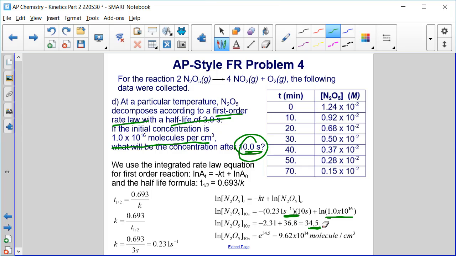How do we eliminate the natural log? Remember, you raise e to the power of on both sides of the equation to cancel the natural log. And so the concentration of N2O5 at 10 seconds is e to the power of 34.5, which is 9.62 times 10 to the 14 molecules per centimeter cubed.